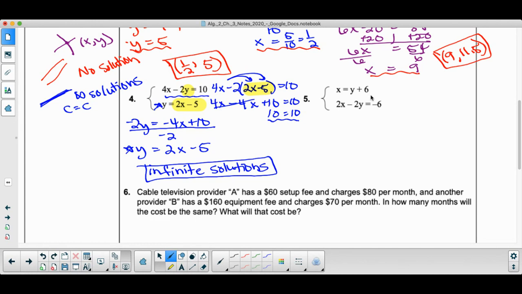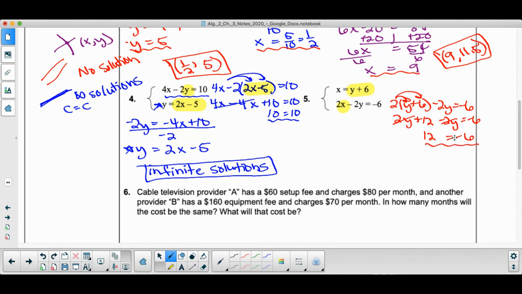All right, let's look at number 5. X equals y plus 6. So we're going to plug that expression in for x into the other equation. So 2 times y plus 6 minus 2y equals negative 6. Distribute the 2. 2y plus 12 minus 2y equals negative 6. So you can see here 2y minus 2y is 0y's. So we're left with 12 equals negative 6.